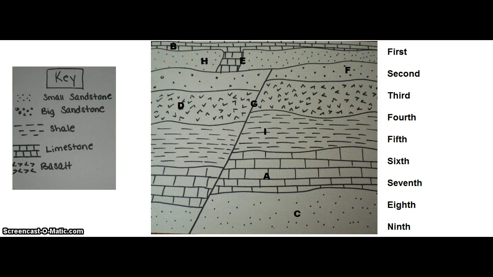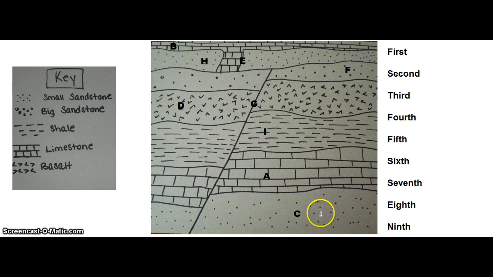So what we're going to do today is I'll help you go through and label each section as to what came first and what is the oldest. So we're going to look at our cross section, and we have C, A, I, G, D, F, E, H, and B. So what we want to do is the law of superposition states that the oldest rocks are on the bottom and the youngest rocks are on the top. So we're going to say that there hasn't been any overturn here.